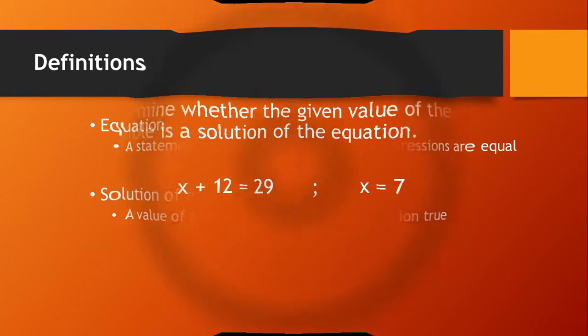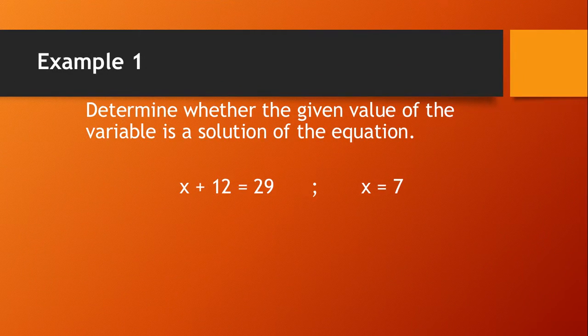So let's take a look at some examples. So here we have the equation x plus 12 is equal to 29. And we would like to know if when x is equal to 7, this equation is true. So the first thing we do is replace the variable. We're going to change the x into the number 7 because that is the number that they give us in the problem. They're telling us that x is equal to 7. So that's the number that we replace with x.